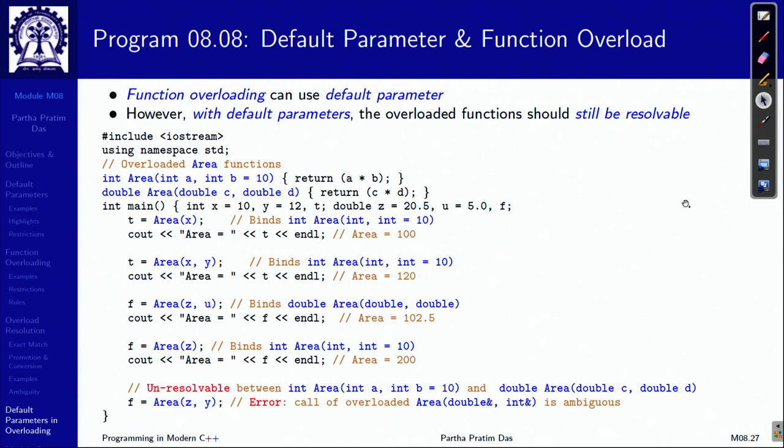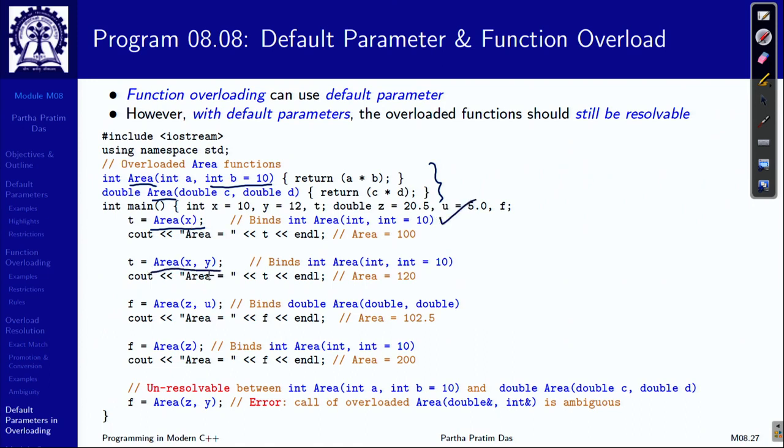Now, you can have a mix of them as well. For example, you can have function overloading with default parameters like what we have here. It is overloaded function area, this has one default parameter, the other has none. So, there are multiple ways. So, what is area x? X is int, it is one parameter. So, it has to be the first function and it matches. So, this is an easy case, it binds this.